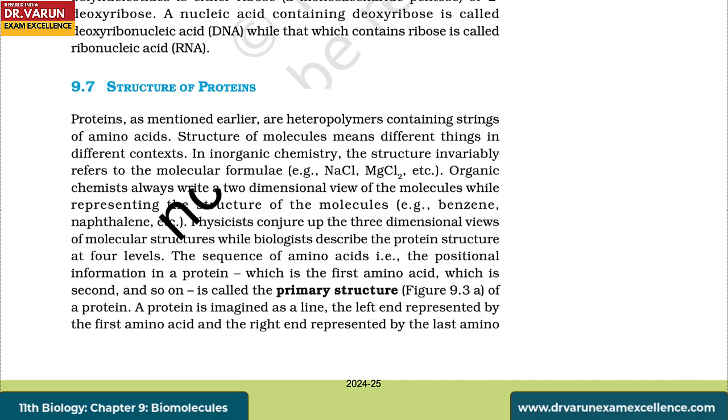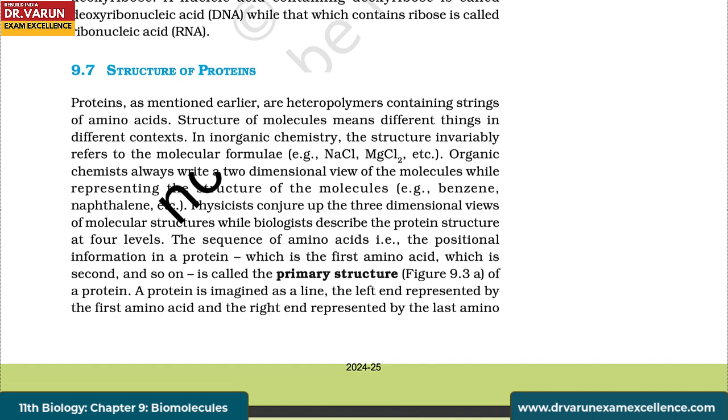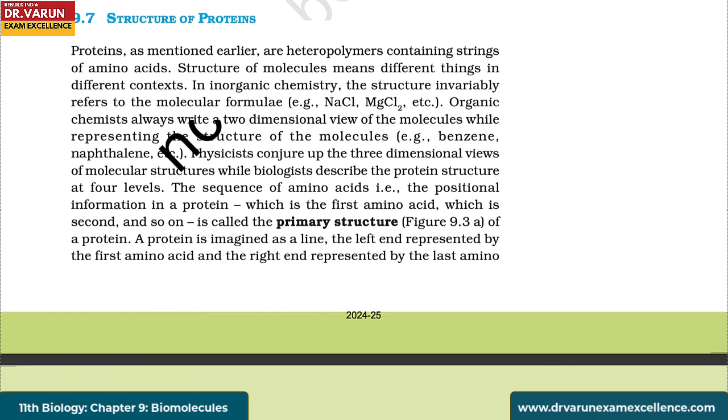Structure of proteins. Proteins, as mentioned earlier, are heteropolymers containing strings of amino acids. Structure of molecules means different things in different contexts. In inorganic chemistry, the structure invariably refers to the molecular formulae. Organic chemists always write a two-dimensional view of the molecules while representing the structure of the molecules, for example benzene, naphthalene, etc. Physicists conjure up the three-dimensional views of molecular structures, while biologists describe the protein structure at four levels.